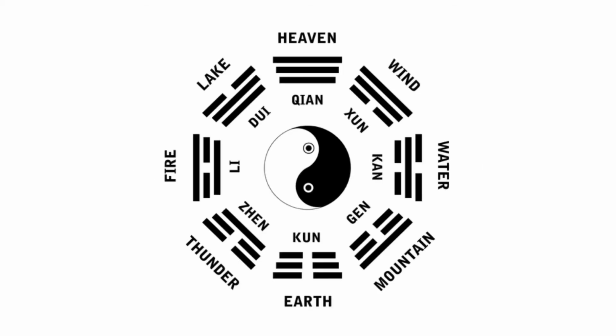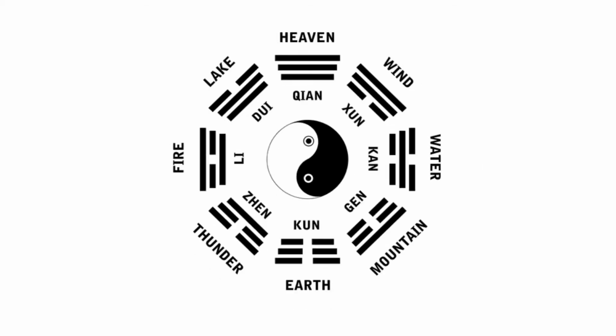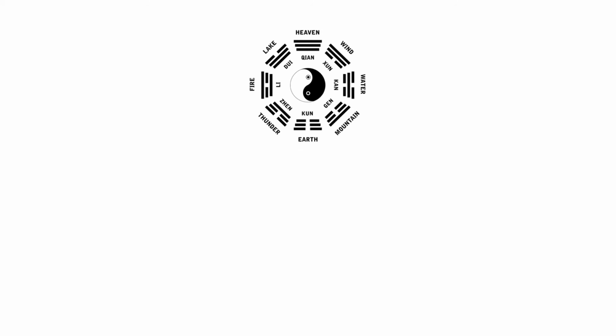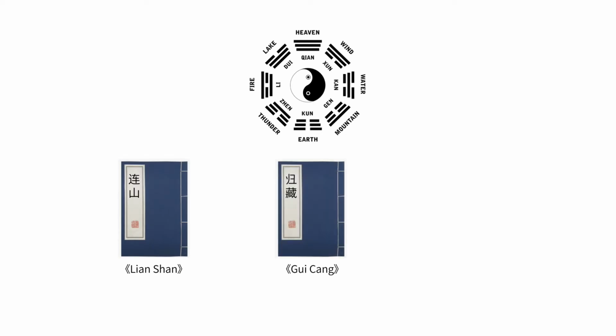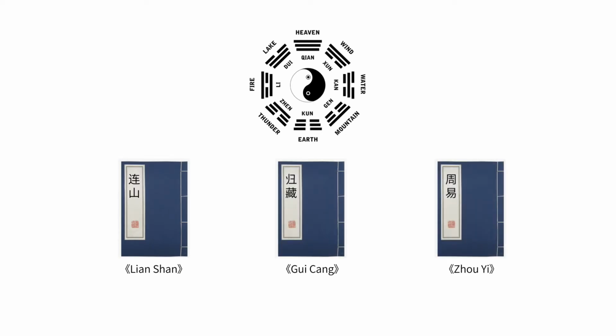After Fu Xi discovered the eight trigrams, people wrote different versions of I Ching based on it. Their names are Lian Shan, Gui Zhang, and Zhou Yi. All I Ching mentioned in our modern society are the version of Zhou Yi. Why do we call this version of I Ching Zhou Yi?